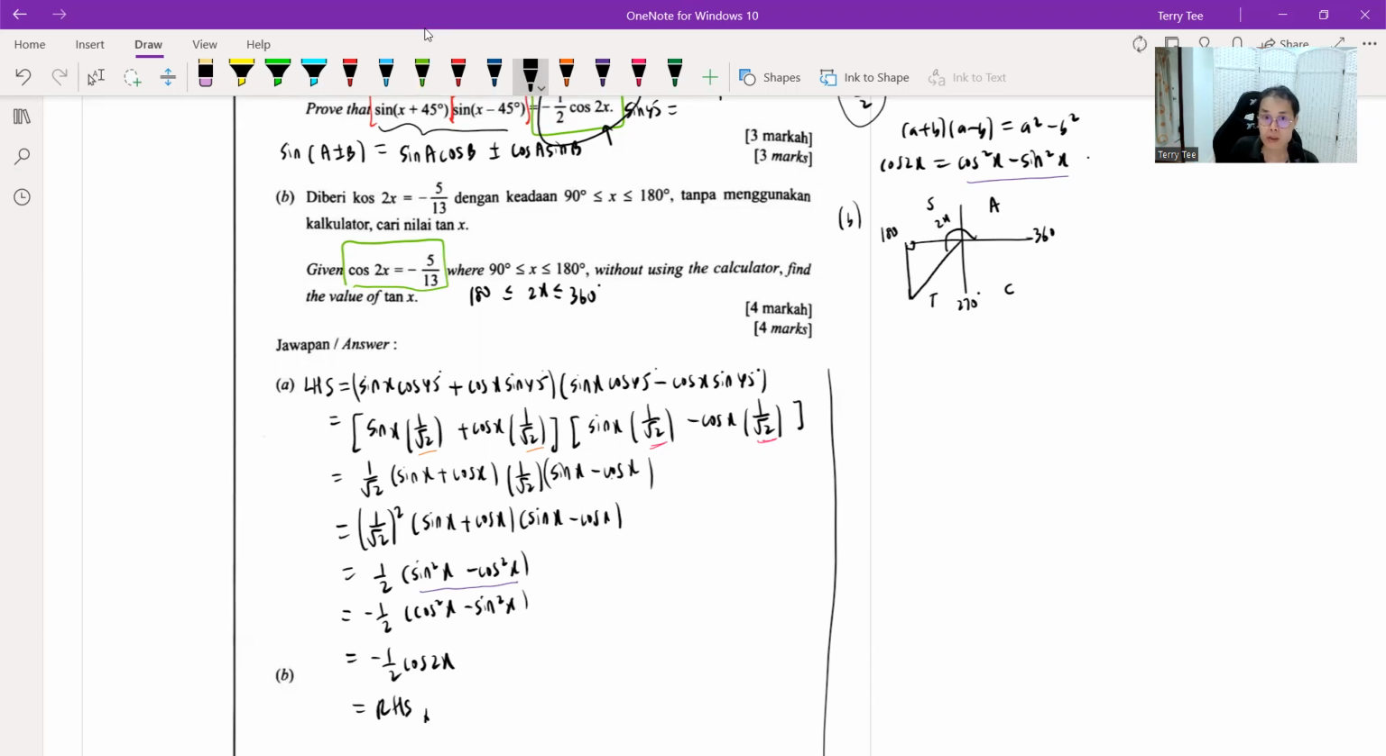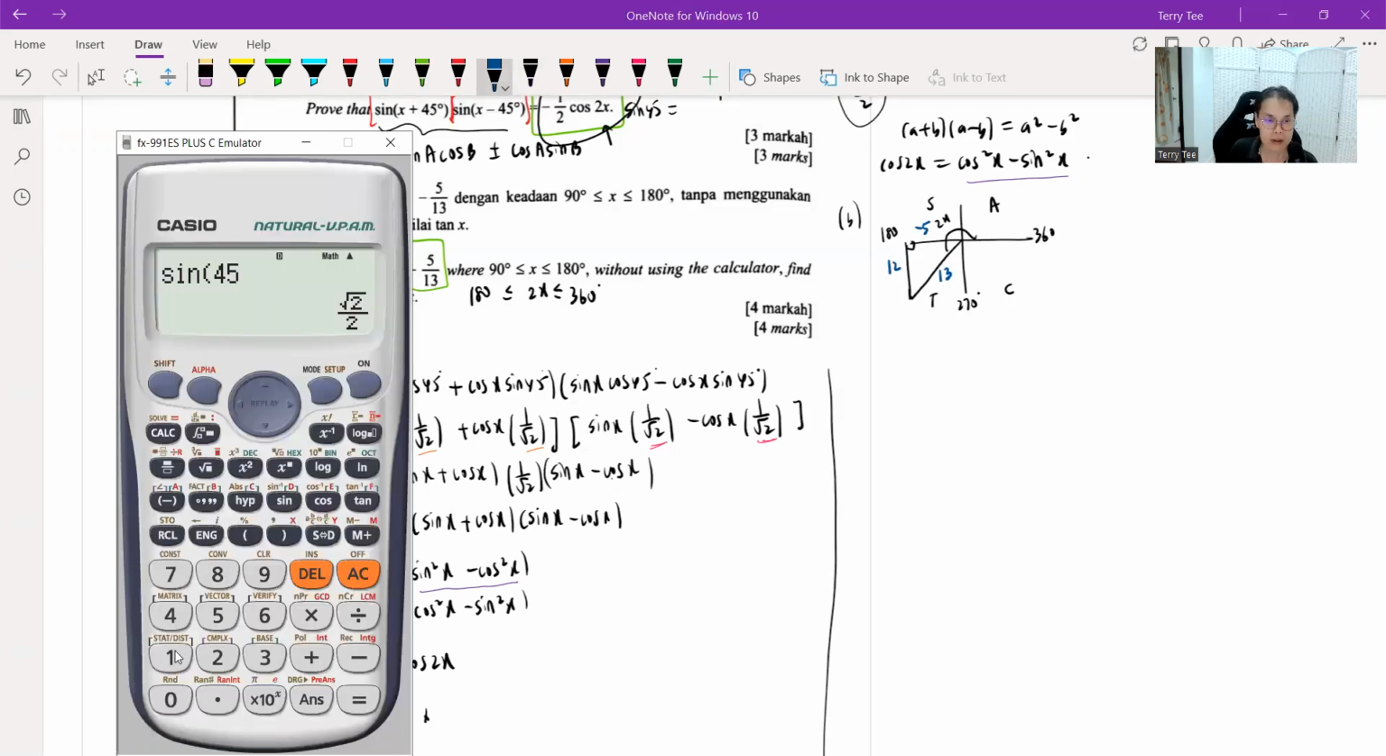And I hope you remember, when we write 5 over 13, it means your adjacent is 5, but you have to put a negative. There's a negative here, maybe I'll put a blue pen here, negative 5. Your hypotenuse is 13. My opposite is 12. Now you may wonder, how do I get 12? Well, Pythagoras, 13 square minus 5 square. Although you have a negative 5, it doesn't matter. Negative 5, if I square it, is still positive. Then you put a square root over, you get 12.